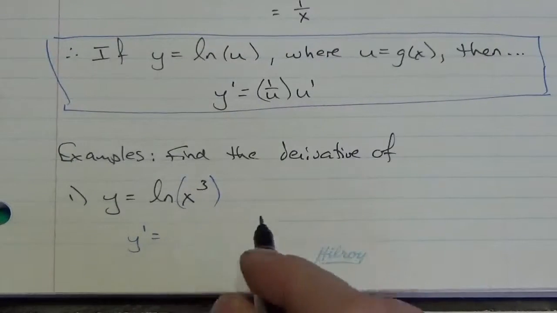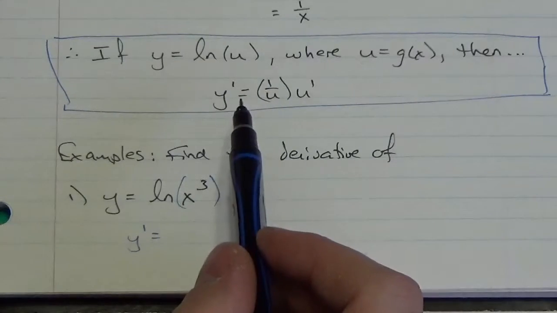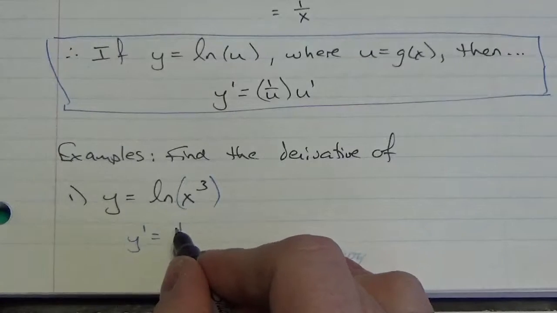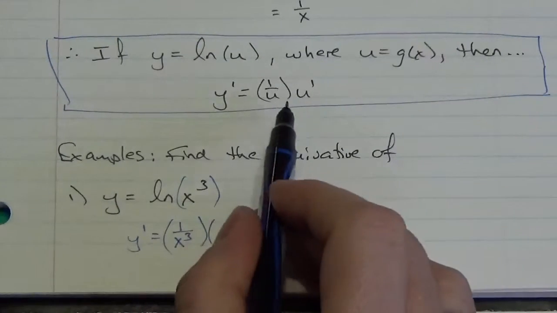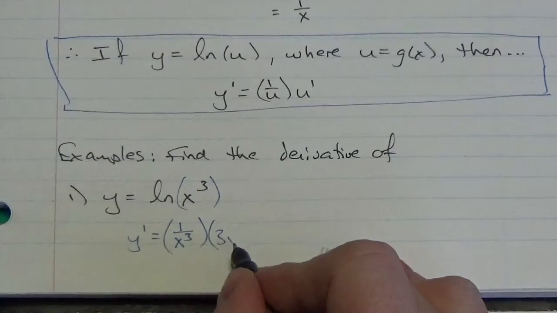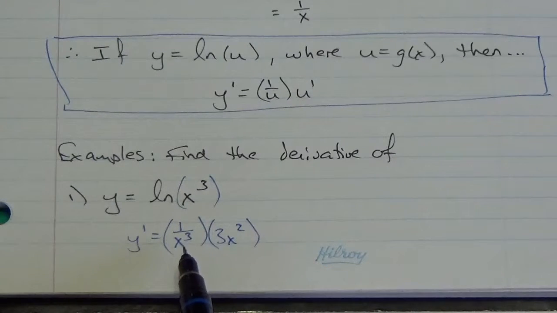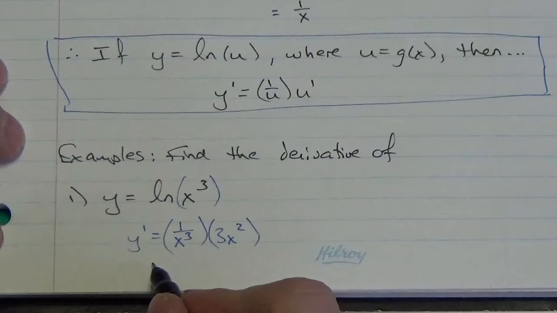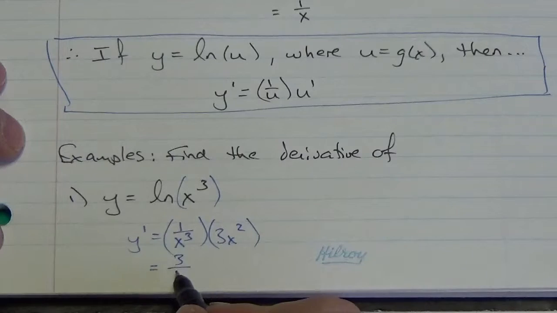y prime is equal to, well, let's apply the rules that we just looked at here. The derivative of the natural log will be 1 over the argument, so this will end up being 1 over x cubed. Then we multiply that by u prime, the argument prime. The derivative of the argument here will be 3x squared. So I've got an x cubed in the denominator and an x squared in the numerator. That is going to be equal to 3 over x.